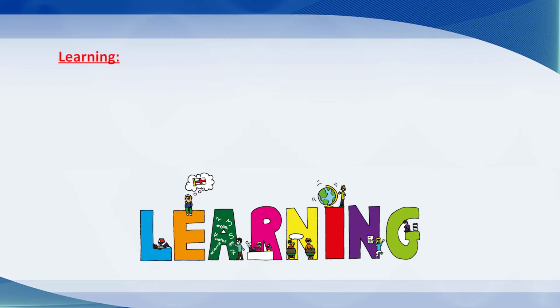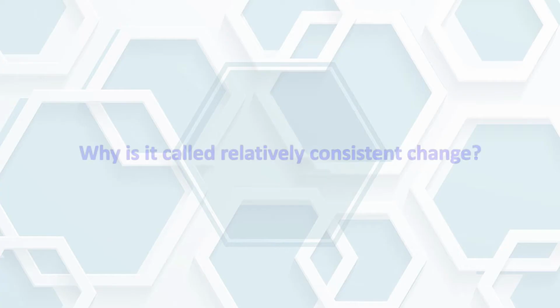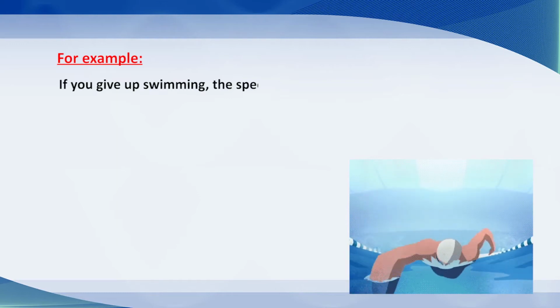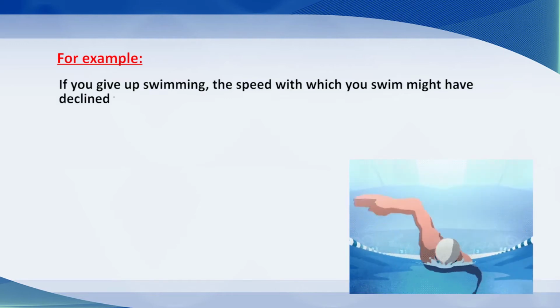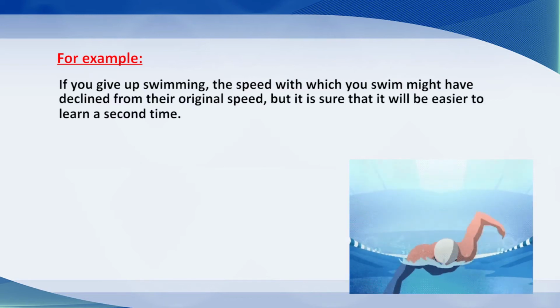Learning is defined as a process that results in a relatively consistent change in behavior or behavior potential based on experience. Why is it called relatively consistent change? After you have learned swimming and are confident in doing it, you will probably always be able to swim. However, you should realize those consistent changes may not be permanent changes. For example, if you give up swimming, the speed with which you swim might have declined from the original speed, but it is sure that it will be easier to learn a second time.